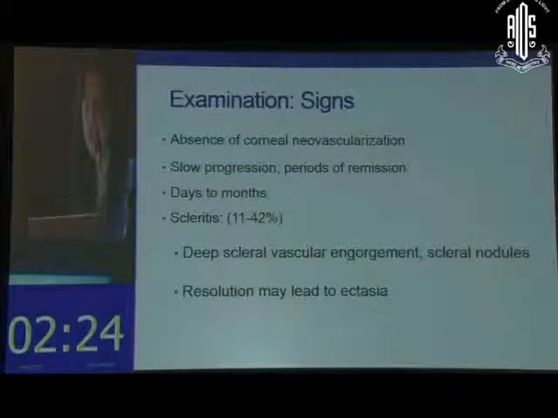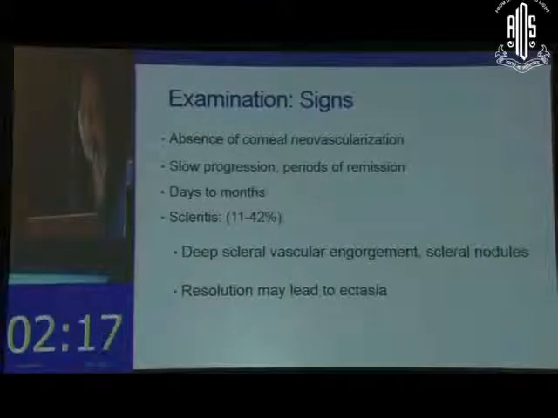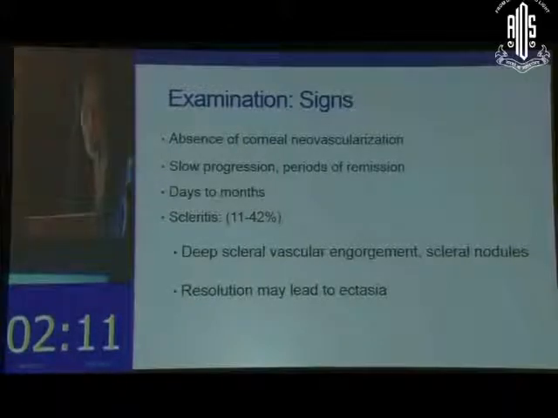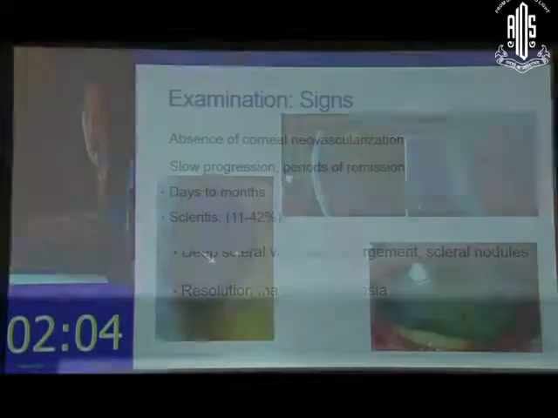The important thing is that generally there is absence of neovascularization, although if it is associated with scleritis, then it may be present. It progresses slowly. There are periods of remission. It may take days or months. And in cases of scleritis, which is present in 11 to 42% of the cases, there could be deep scleral vascular engorgement with scleral nodules, and resolution may lead to ectasia.